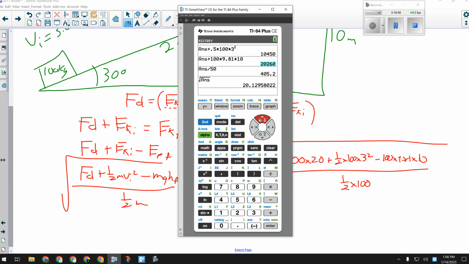This number here was wrong. It did seem kind of fast. I mean, it should be a little faster, but probably not that fast. Okay, minus 100 times 9.81 times 10, and then divide that by 50, and then square root that.